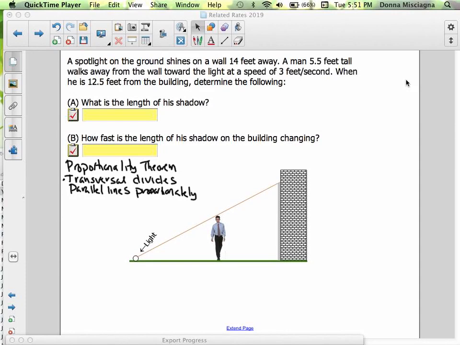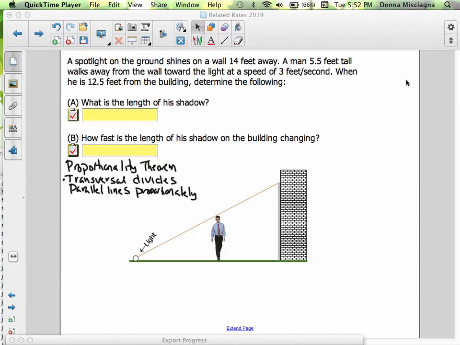All right, let's look at one more shadow problem. This only has two parts, so this should be a much easier problem. And just one more look at shadows. A spotlight on the ground shines on a wall 14 feet away. A man 5.5 feet tall walks away from the wall toward the light at a speed of 3 feet per second. All right, so he's walking away from the wall and towards the light.